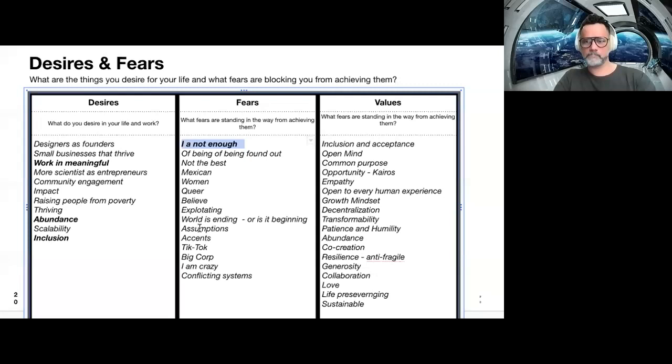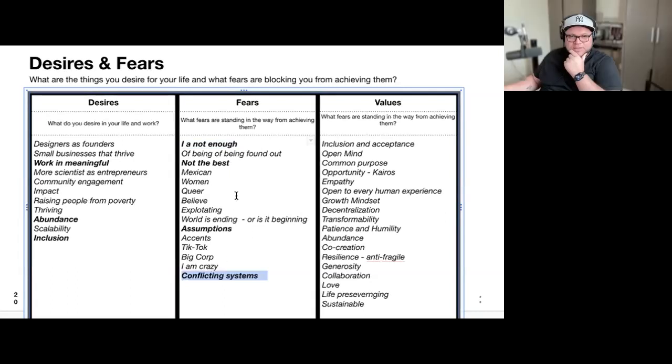I'm not enough and not the best are similar. One more. 15 systems. Interesting. Anybody else other than Daniel? We have 3 already, I think. Yeah, we have 3. Not the best, assumptions, and conflicting systems. I'm not enough and not the best are similar, so we'll make that into 1, assumptions and conflicting systems. I forgot what assumptions was, but I think that could also be the ones, women, Mexican, all those assumptions that people have about each other.